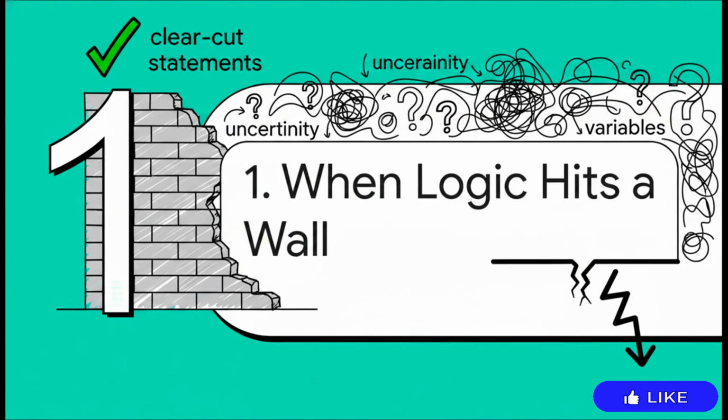And this, right here, is where our basic system, propositional logic, just hits a brick wall. See, it's designed for a world where everything is certain. But the moment you introduce a variable, an unknown, the whole thing just starts to fall apart. Let's take a look at why.